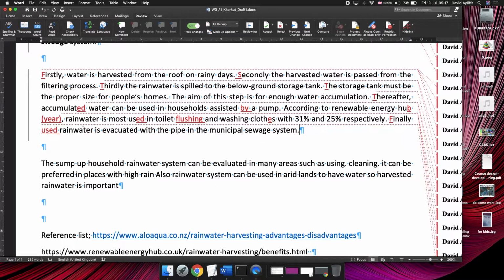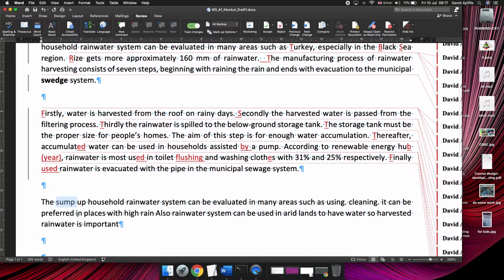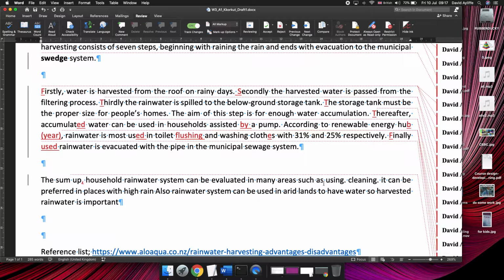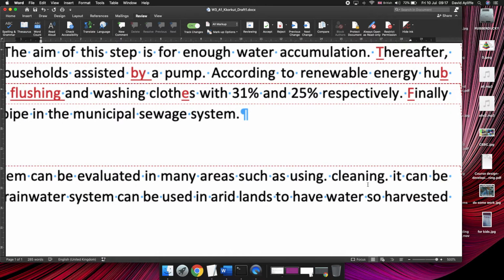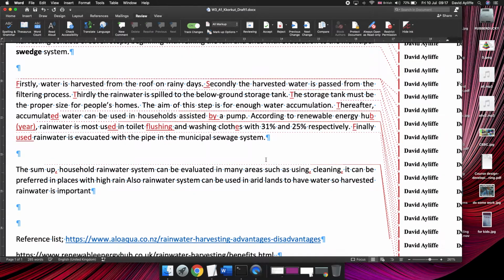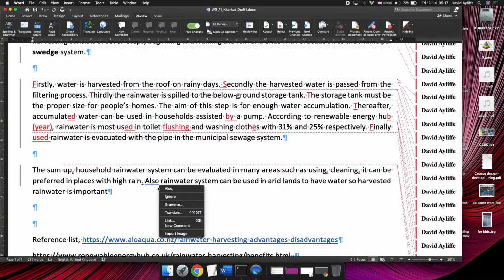Fix the capitals in here, fix the spelling, add a year. It's actually quite good. To sum up, comma. Household rainwater system can be evaluated in many areas, such as using. Is that a new sentence? Why is that a sentence? Should that be a comma? It can be preferred in places with high rain. Full stop. Also.